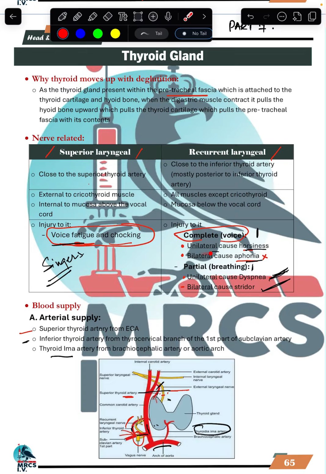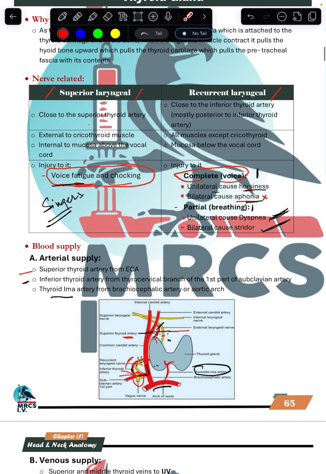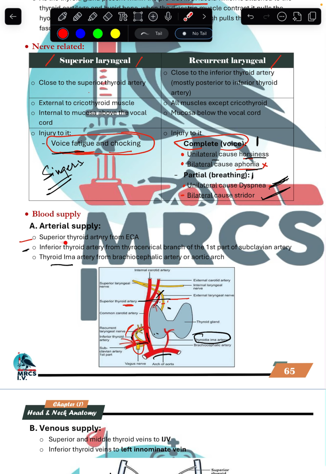Complete vocal cord palsy: unilateral causes hoarseness, bilateral causes aphonia. What is the difference? Bilateral means respiratory difficulty; unilateral means there is a little bit of sound, becoming dusky and hoarse. Unilateral partial causes dyspnea, bilateral causes stridor. Blood supply: superior thyroid artery, inferior thyroid artery from the first part of the subclavian artery.